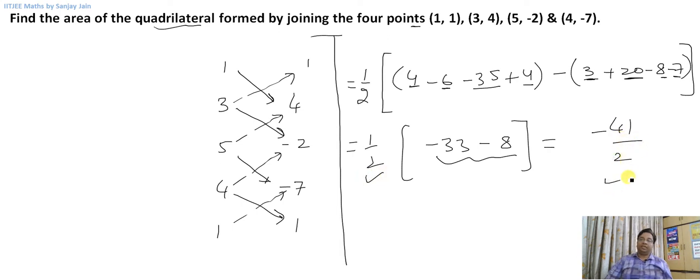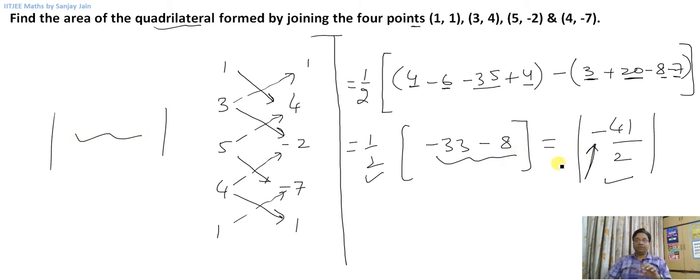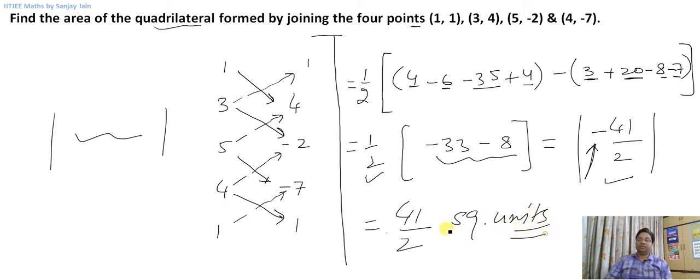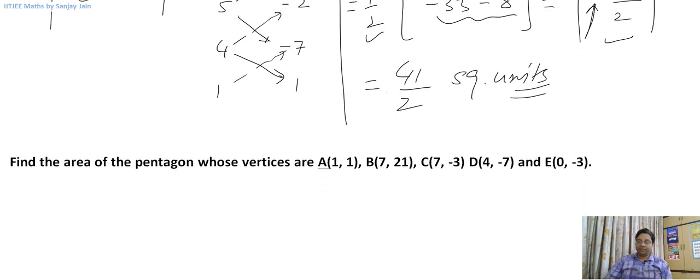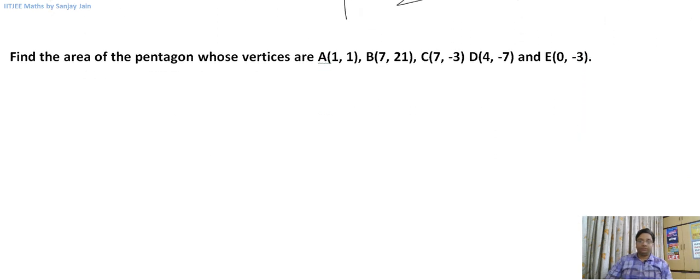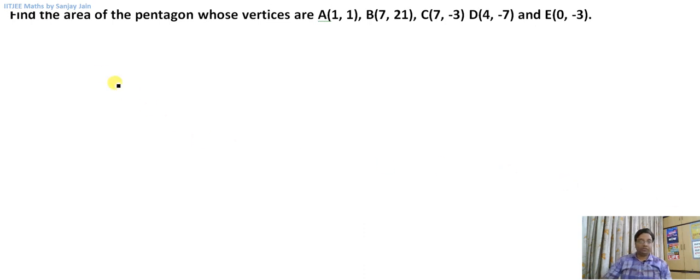So this will be the area, but this is a negative number, so I'll put modulus, because this is how we calculate area. We put modulus outside so that even if we arrive at a negative number, the modulus will make it positive because the area cannot be negative. So the answer for this question is 41 divided by 2 square units. This is the area of quadrilateral formed by these 4 points. Always keep in mind that you cannot have a negative area, so you make it positive by writing it inside a modulus sign.